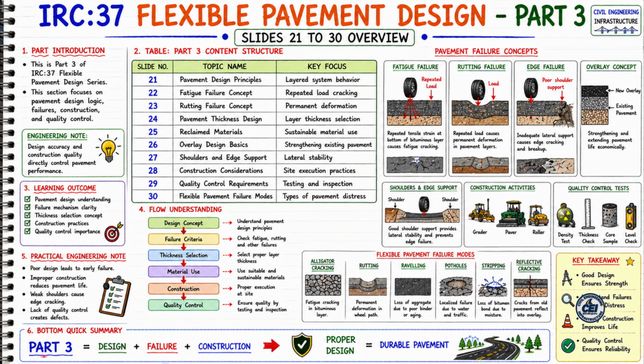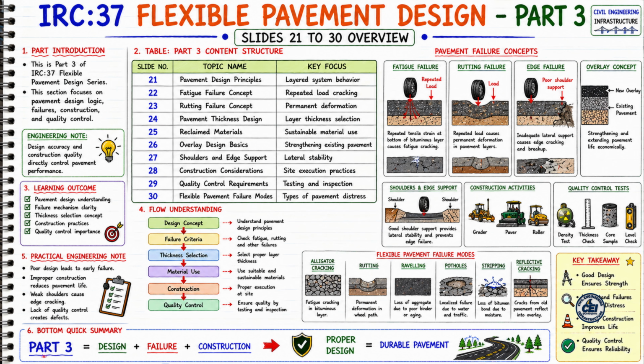Section 5. Shoulders and edge support. The shoulder support diagram is given below. Good shoulder support provides lateral stability and prevents edge failure. Section 6. Construction activities. Now construction activities are shown. Grader, paver, roller. This equipment is used for proper layer construction.